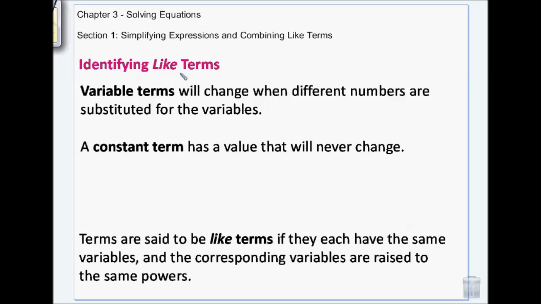A variable term is called a variable because variable means to change. And so variable terms change. X can stand for any number. So that's an example of a variable term. Or it could just be a y by itself. Or it could be a 2z to the third or something. These are all variable terms.